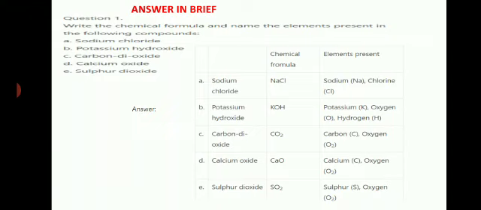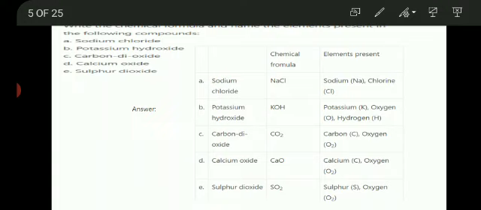Next, carbon dioxide. Carbon dioxide chemical formula CO2. The elements present are carbon and oxygen. 2 oxygen means we call it di, so carbon dioxide. Calcium oxide: CaO. Calcium oxide means CaO, calcium and oxygen. Next, sulfur dioxide: SO2. Sulfur dioxide means SO2, sulfur and oxygen are the elements present. The first question is finished.